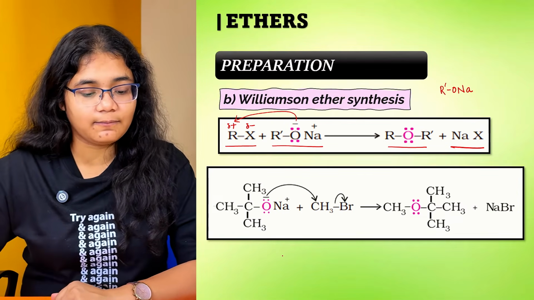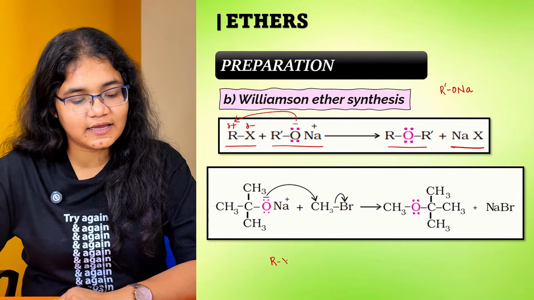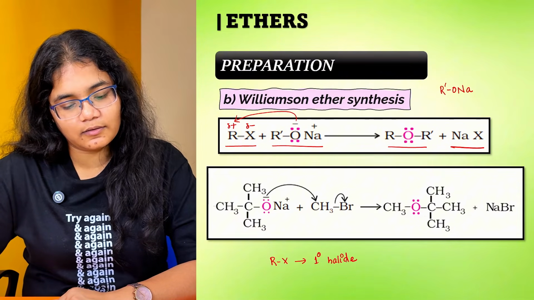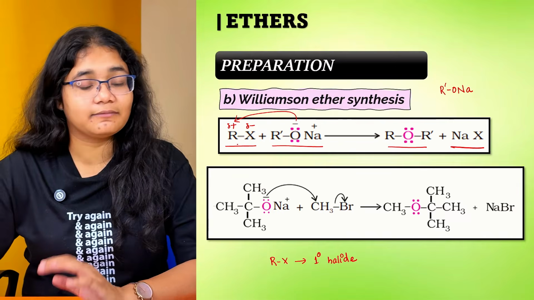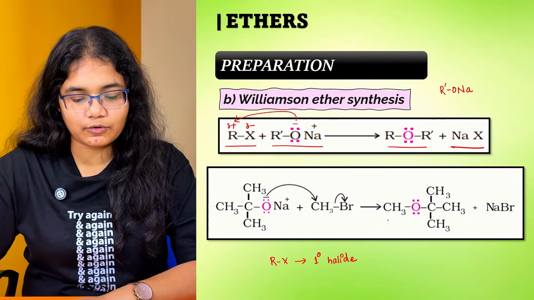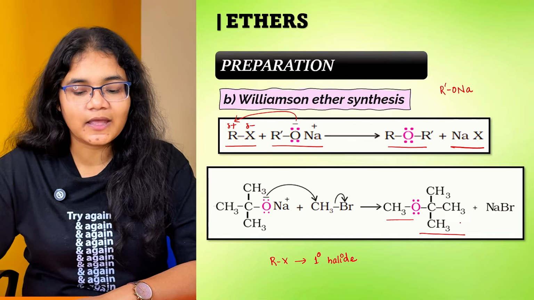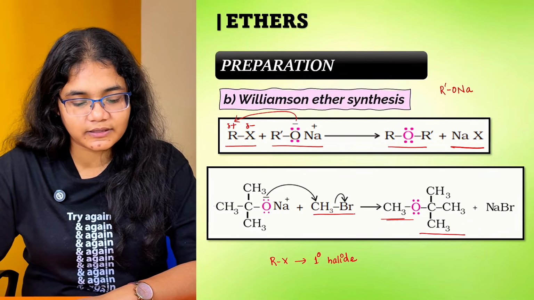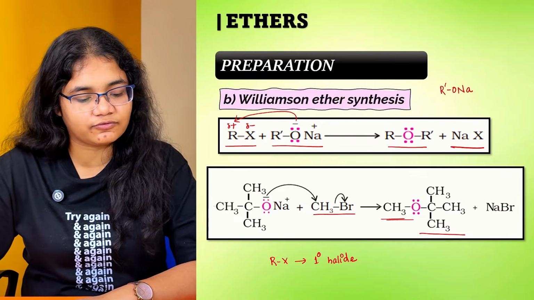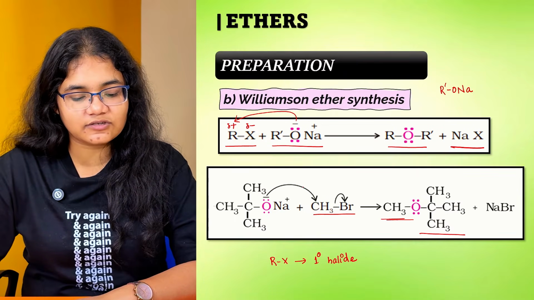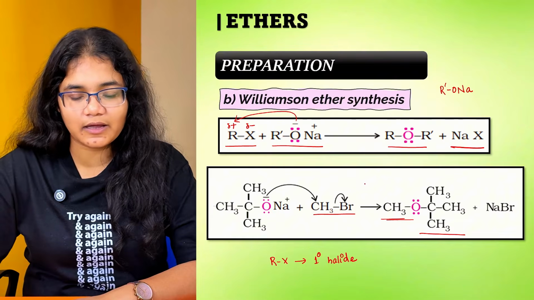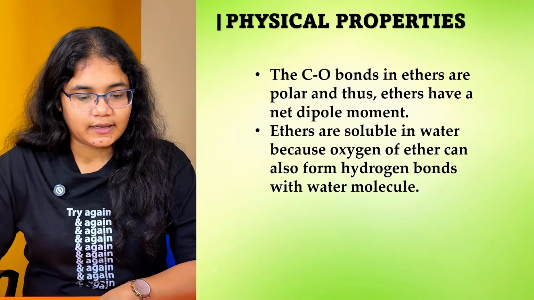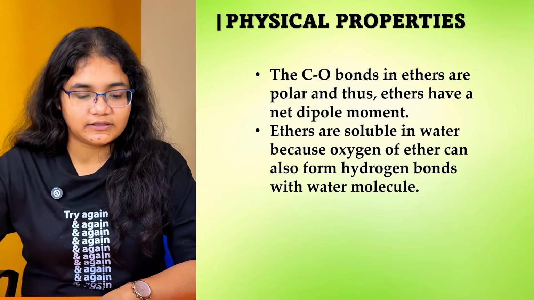But here one very important rule that you must remember is that the RX must be a primary halide. The RX which you are taking must be primary. So for example, if I want to prepare this particular ether, the combination is that this group CH3Br should be there and this whole thing should be part of the alkoxide ion. Then this negative charge can attack on this one and the Br will be out, and you will get NaBr. Clear?